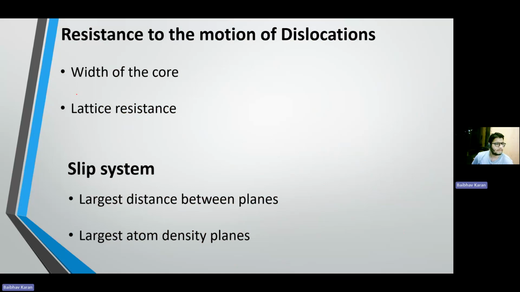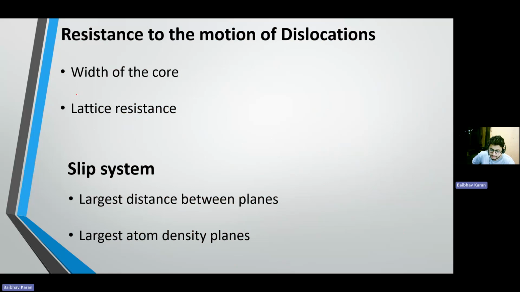Linear equations are not valid within the width of the core. Away from the width, all the linear equations and derivations are valid, but within the width of the core, they are not. And it was seen that the width of the core is different from material to material. It will not be the same for all materials.